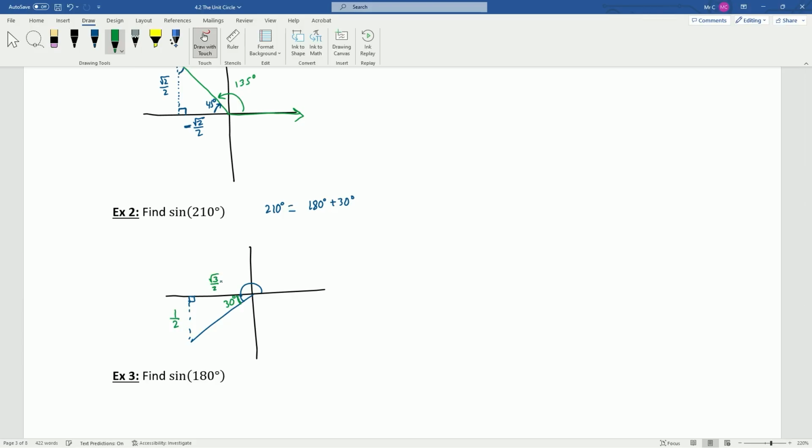So across from 30 degrees is 1/2, and this side has to be the square root of 3 over 2, but we're in the third quadrant, so our y values are negative, and our x values are also negative. So here, sine of 210 degrees is just negative 1/2. And likewise, even though it wasn't actually what I asked, cosine of 210 degrees is negative root 3 over 2. So again, all I had to know here was that across from 30 degrees is 1/2, and the other side is square root of 3 over 2.